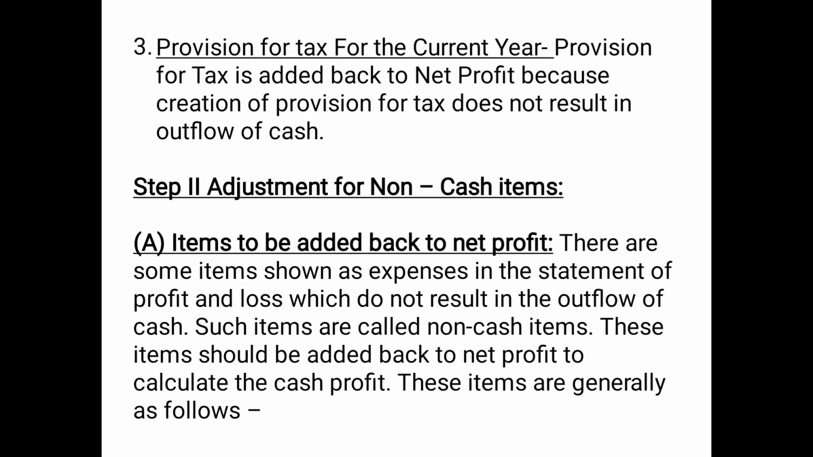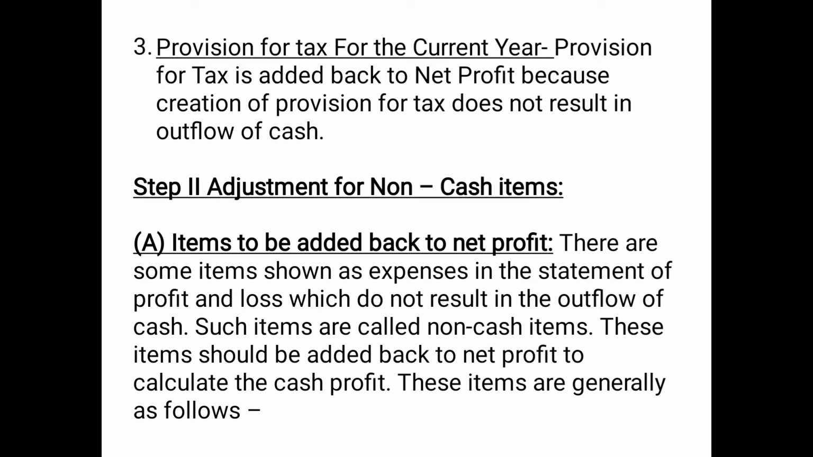Then the third point, provision for tax for the current year. Provision for tax is added back to the net profit, because creation of provision for tax doesn't result in an outflow of cash. You are just keeping aside a certain amount of money in the name of providing for tax, the liability which might occur in the future.